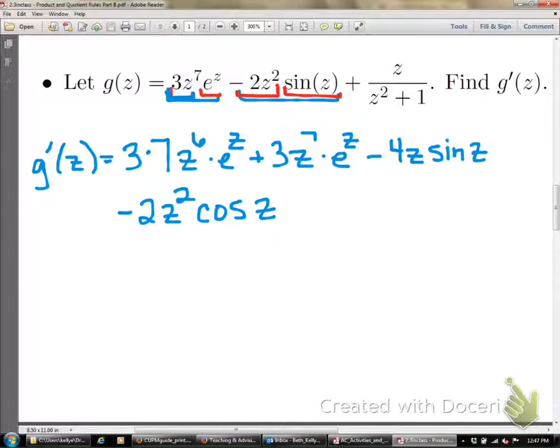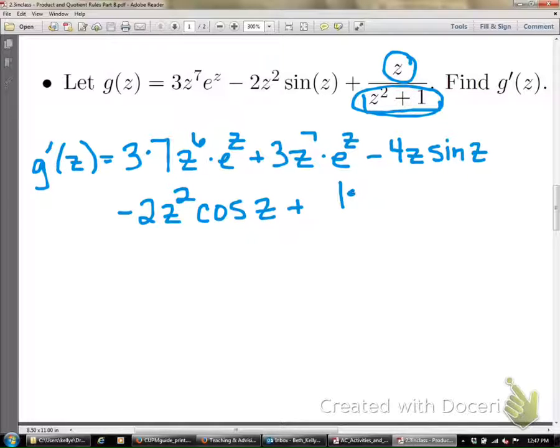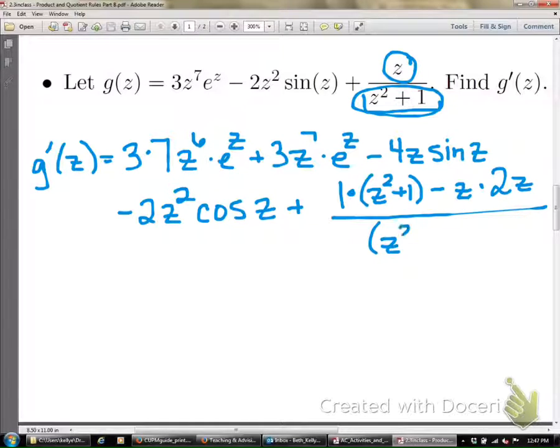All right, and now we have this last term to deal with. And the fundamental operation here is a quotient, where our numerator is our first function, z, and our denominator is our second function, z squared plus 1. So, how do we do this? The quotient rule says we take the derivative of the numerator first, times the denominator, minus what we get when we leave the first function alone, times the derivative of the denominator, all divided by the denominator squared.